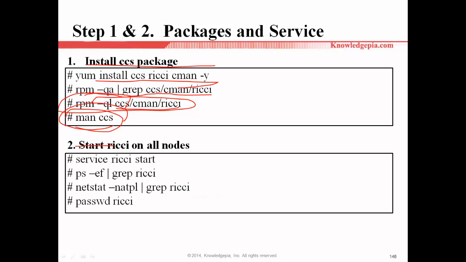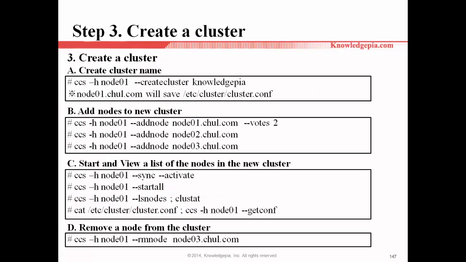Step 2, start ricci on all nodes first, like service ricci start, and after that, check the process. Ricci normally uses port number 11111. And ricci normally needs a password on all nodes. So for each cluster node, you have to create this password.